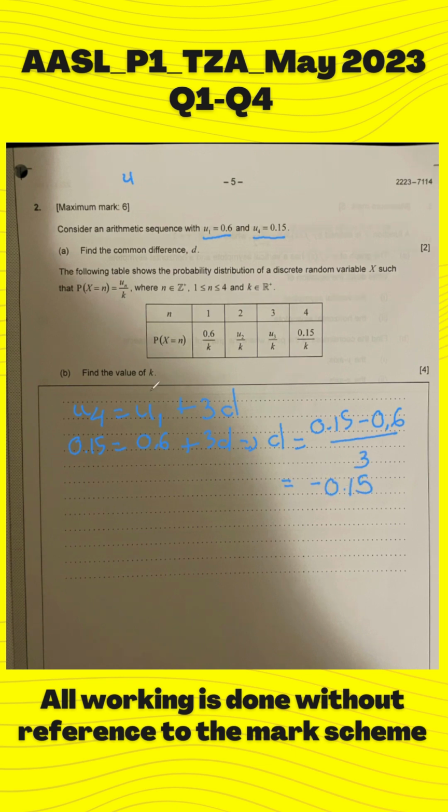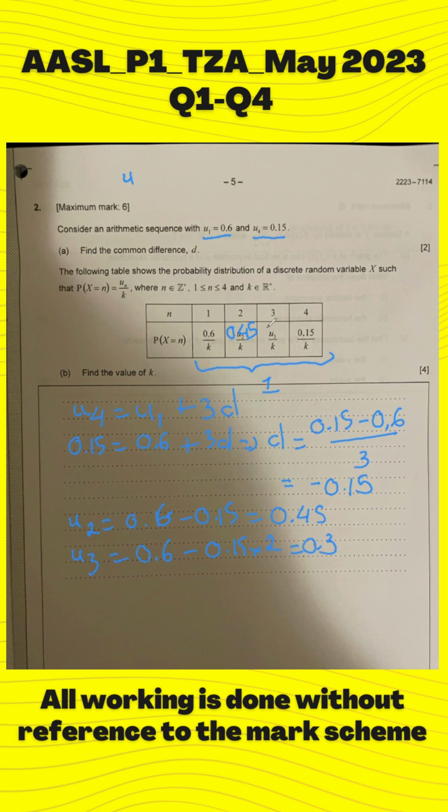Okay, B, 5k. This is a discrete random variable. So the total probability is 1. u2 will be 0.6 minus 0.15, 0.45. So this is 0.45. u3 will be 0.6 minus 0.15 times 2, 0.3.